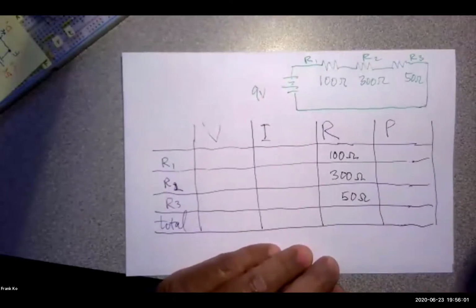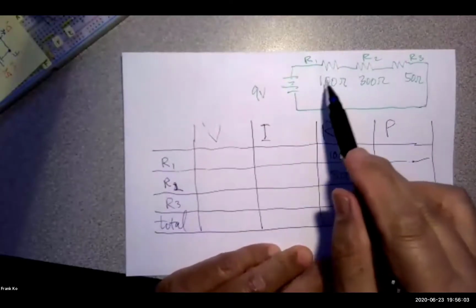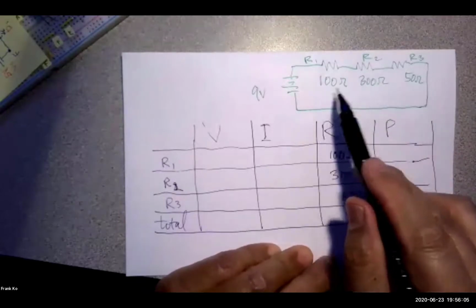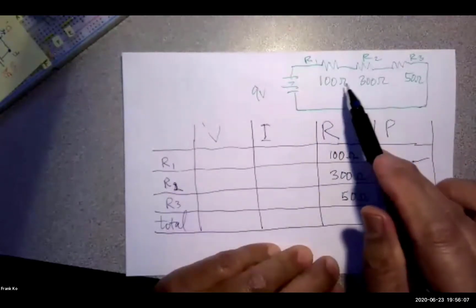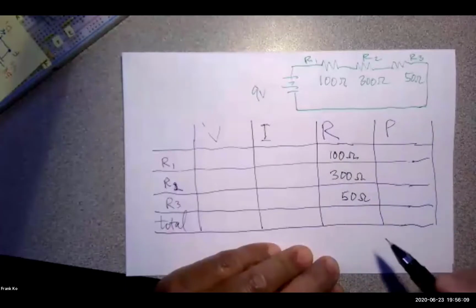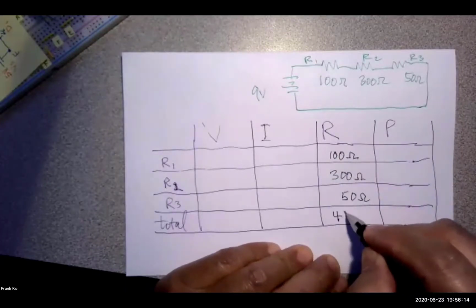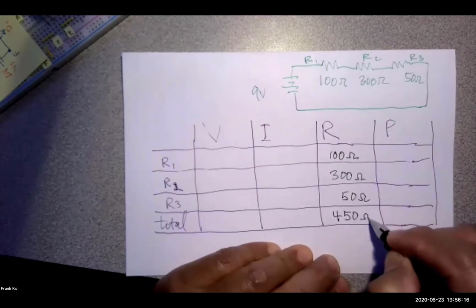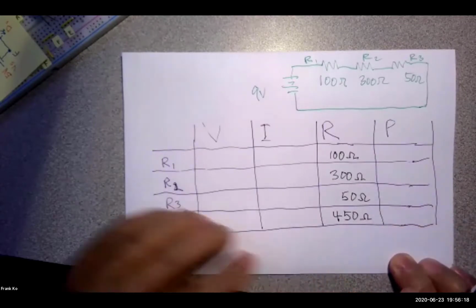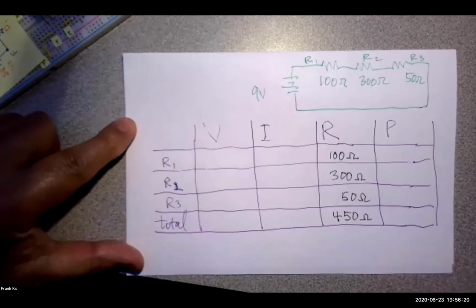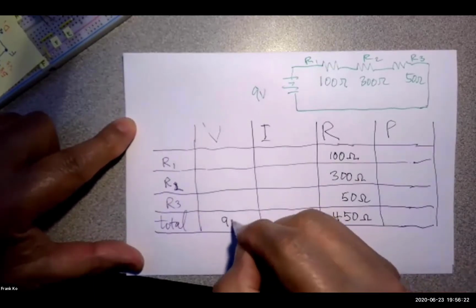In a series circuit, what is my total amount of ohms? If you refer back to your notes, it's the sum of the individual ohms. We actually did this earlier. The total amount of ohms was how much? 450 ohms. Woohoo! What else is a freebie? The 9-volt source that you're given. Boom.